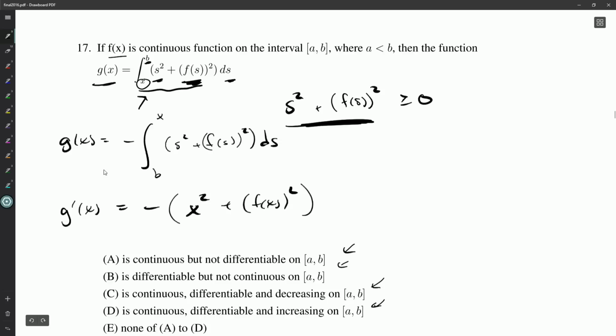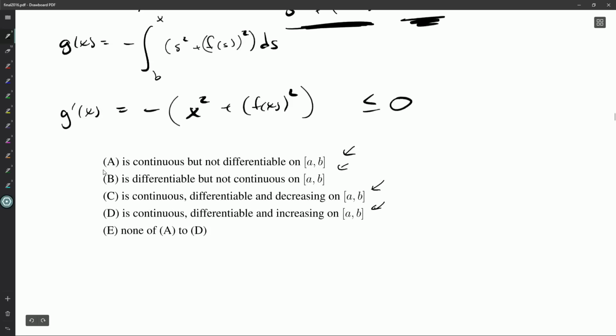Well, those are both squares. Squares are non-negative. So if you put a minus sign in front of them, g prime is always going to be less than or equal to 0. So it's continuous, differentiable, and decreasing on this particular range of values here. Okay.